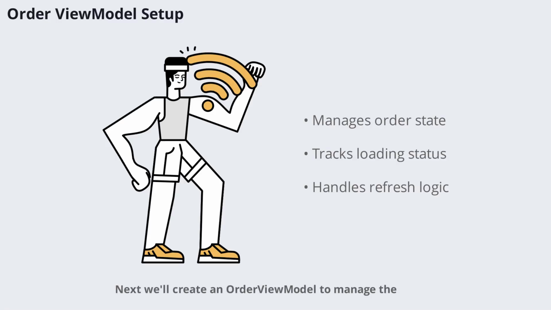Next, we'll create an OrderViewModel to manage the state of our orders and loading status. The view model holds a mutable state that tracks whether data is loading and maintains the list of orders. This separation of concerns ensures that your UI remains reactive and updates automatically when the underlying data changes. The view model will also handle loading new orders when the user triggers a refresh.